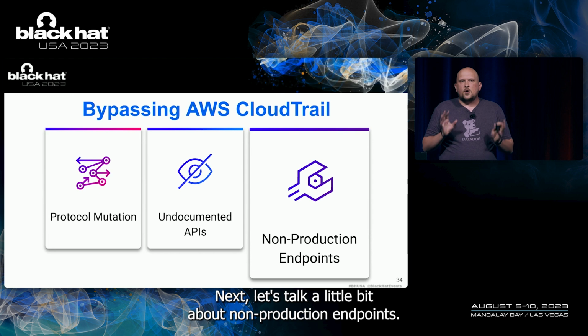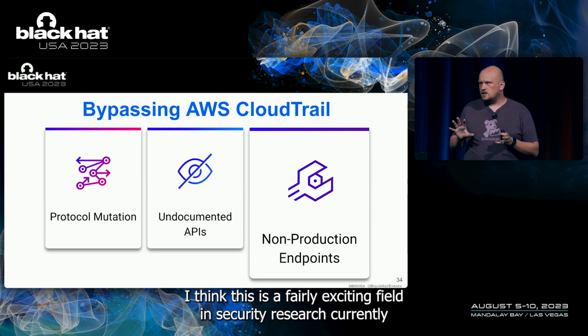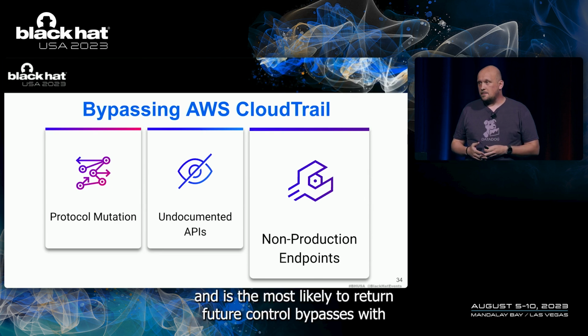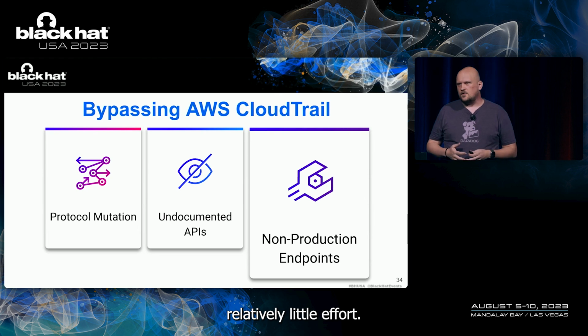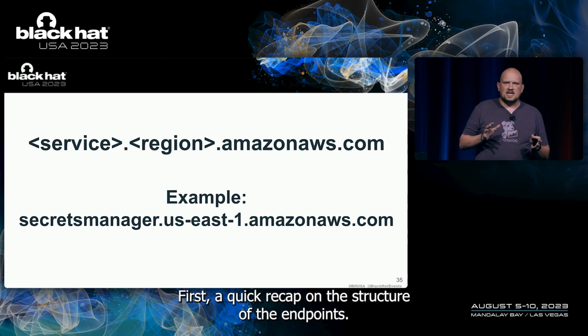Next, let's talk a little bit about non-production endpoints. I think this is a fairly exciting field in AWS security research currently, and is the most likely to return future CloudTrail bypasses with relatively little effort. And we'll talk a little bit about why that is in just a moment. First, a quick recap on the structure of the endpoints.